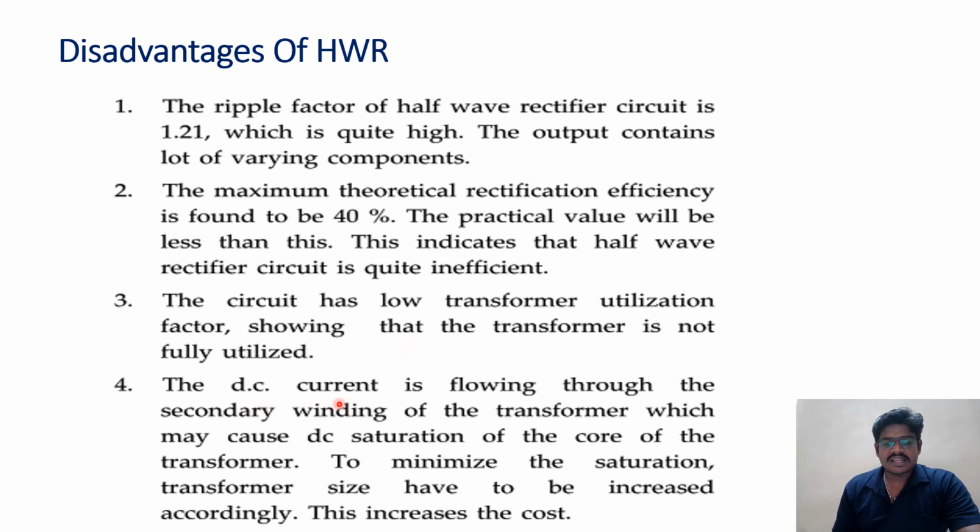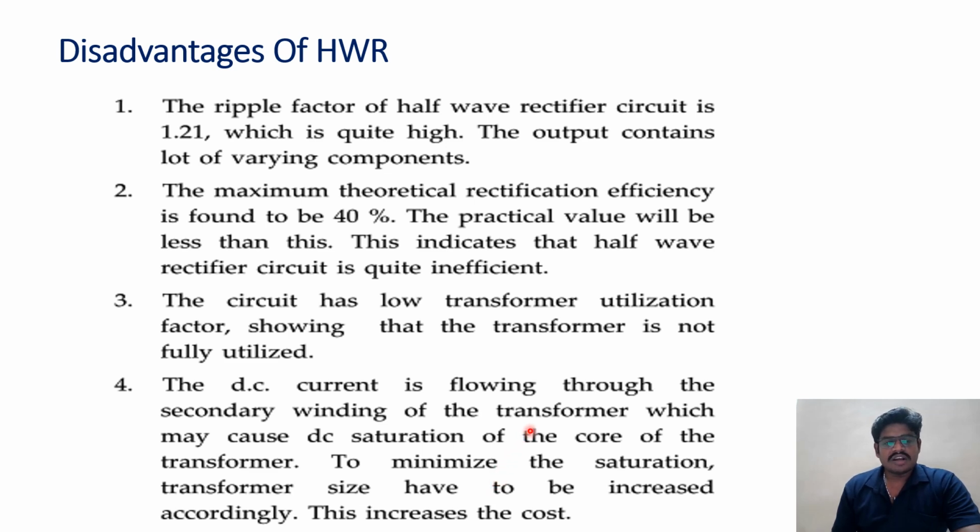And DC current may flow through the core, causing saturation of the core, which may raise a huge problem. In order to improve this, we have to increase the size of the core. But if you increase the size of the core, the transformer becomes bigger, and the rectifier circuit also becomes bigger. So you have to manage the core size in order to maximize the current rating. That is one of the huge drawbacks of the half-wave rectifier.